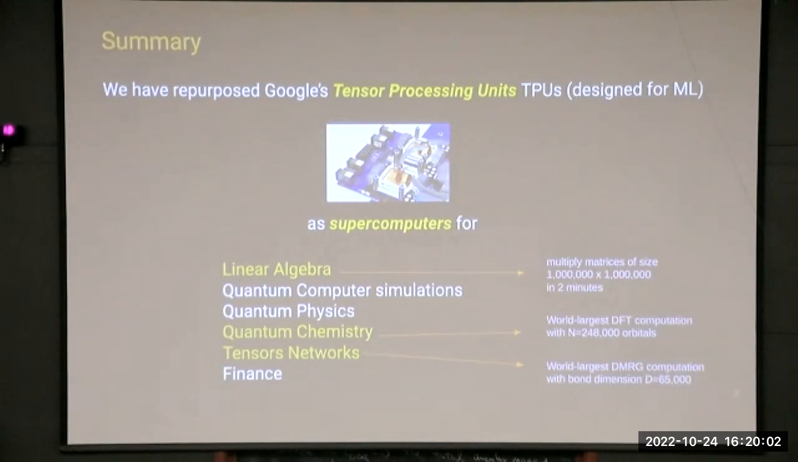So let me announce the main result: we were able to repurpose Google's Tensor Processing Units, and I'll tell you what those are in a minute, which were designed for machine learning tasks. We were able to repurpose those for non-machine learning tasks. We were able to use those supercomputers for tasks such as large-scale dense linear algebra. An example of things you can do is you take two matrices of size 1,000,000 times 1,000,000, you can multiply them, and in 2 minutes, that was the result.